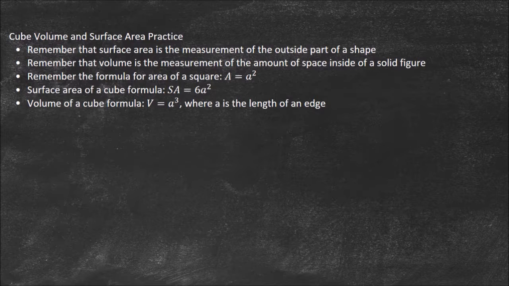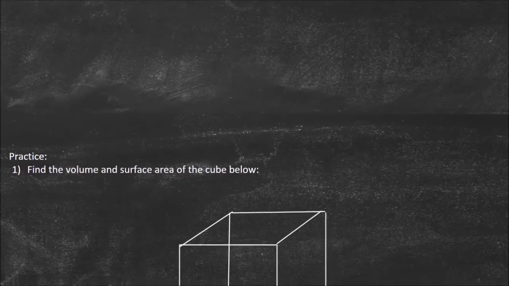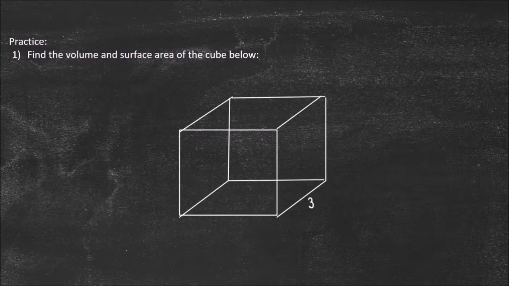Volume, on the other hand, is how much we could fit into the shape. It's how much space is inside, and that's just going to be a cubed, because we take the area of the base, which is a squared, and multiply it by the height, which is also a. Again, a really easy formula. Now let's get into some practice and see if we can put everything together.